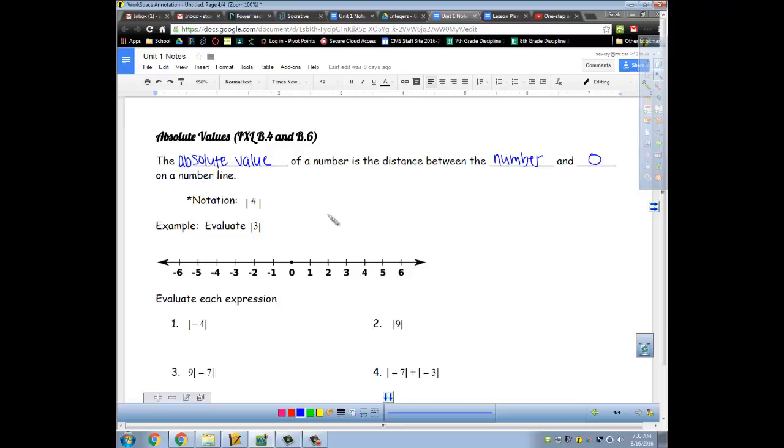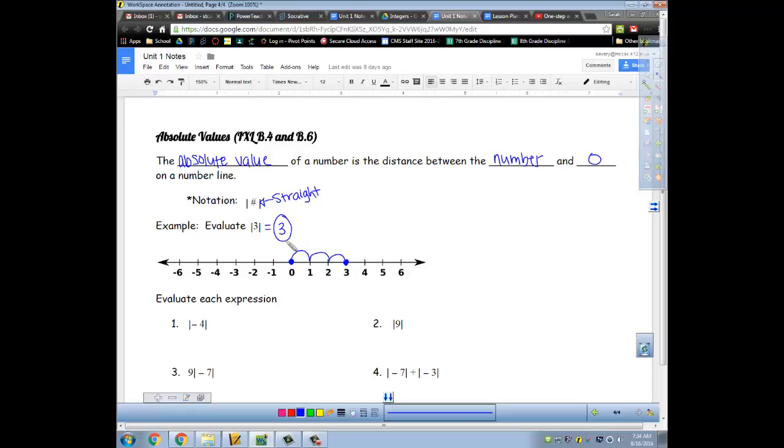Now the way that we always write absolute values, it looks kind of like parentheses, but instead the parentheses are completely straight up and down. So if they are not perfectly straight, it is not absolute value. We'll see a number on the inside, and that will tell us to take the absolute value of that number. So an example is I want the absolute value of 3. Here's 3 on my number line. Here's 0. I need to see how many spaces it is. 1, 2, 3. So the absolute value of 3 is 3.